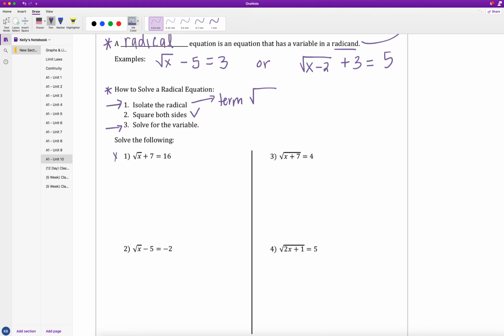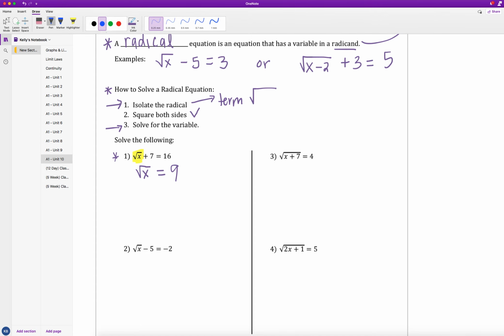In example 1 here, is the radical isolated? In this example, the radical is not isolated because we have that plus 7 that is also on the left side of the equation. So our first step is to isolate the radical by subtracting 7 from both sides, and we get the square root of x equals 9. Now we have isolated the radical, since the only thing left over on the left-hand side is the radical term.